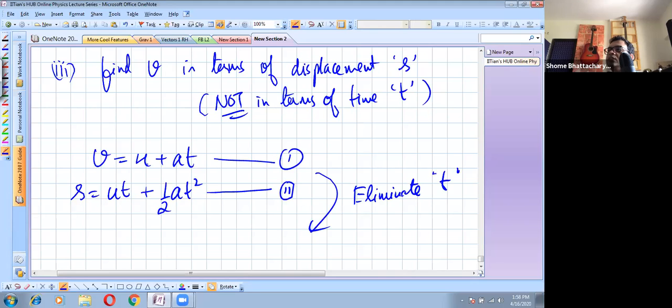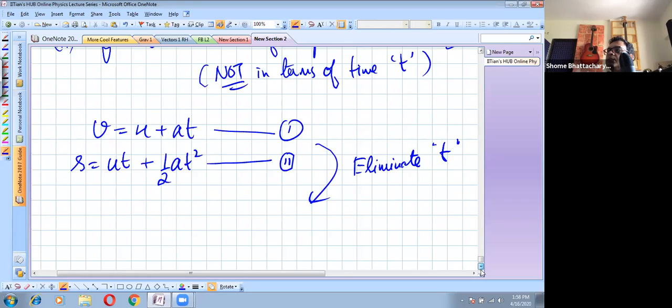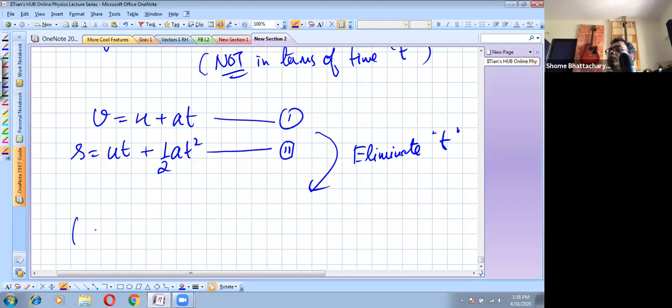Now we have two equations involving time. Between them, if we eliminate t, we will get what we are looking for. We are looking for a relation between velocity and displacement. So what we do is from equation 1, you substitute time as (v minus u) by a.